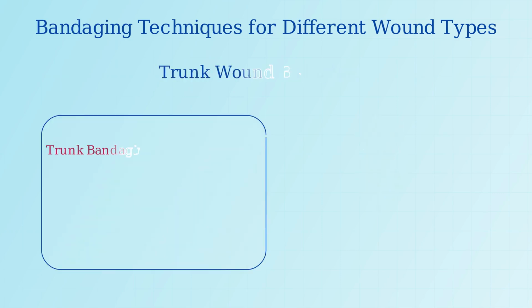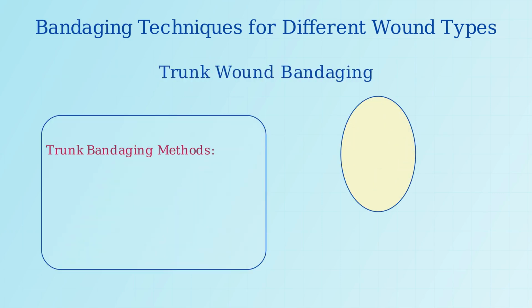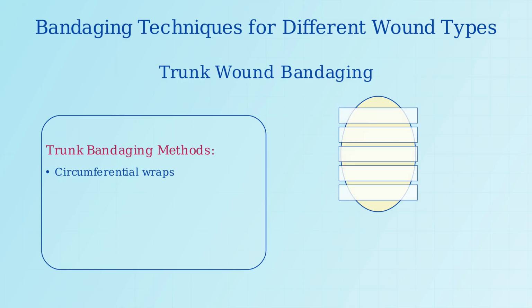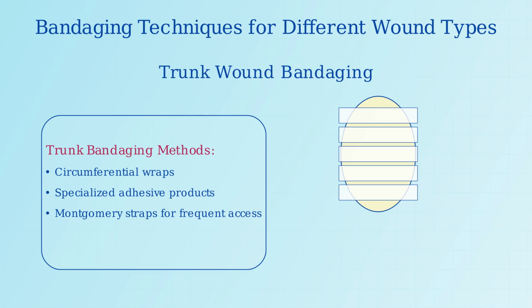For wounds on the trunk of the body, different bandaging approaches are required. Circumferential wraps are commonly used for securing dressings to the chest or abdomen. For areas that require frequent dressing changes, specialized adhesive products or Montgomery straps may be more appropriate. When bandaging the chest, always consider the impact on respiratory function. The bandage should be secure without restricting breathing.